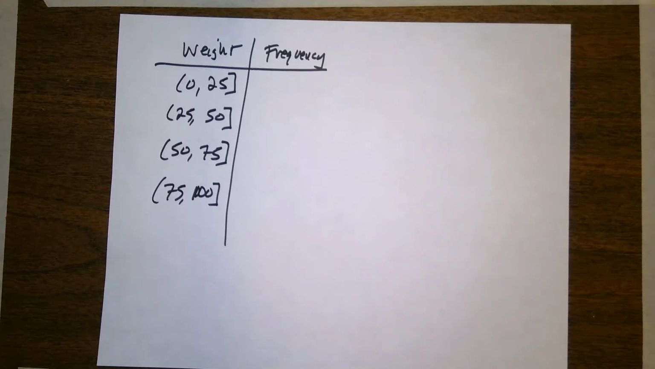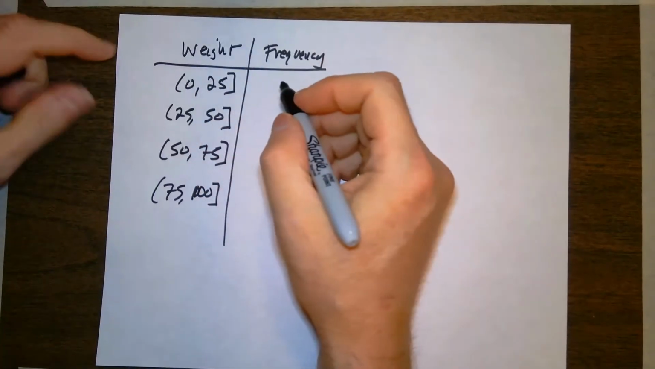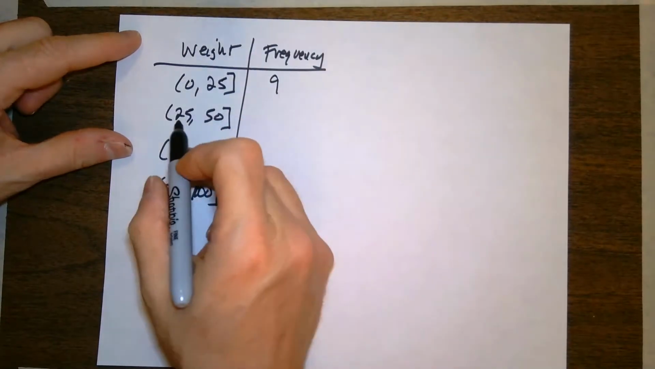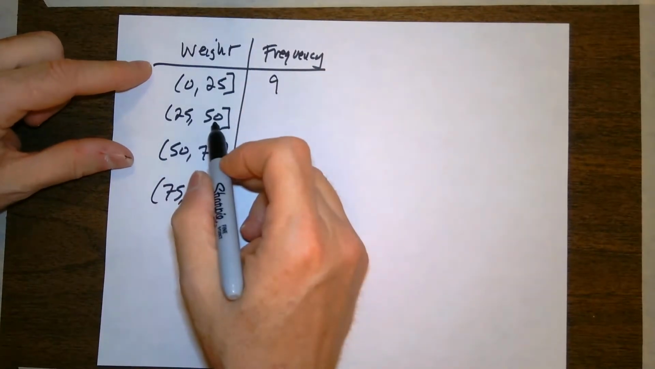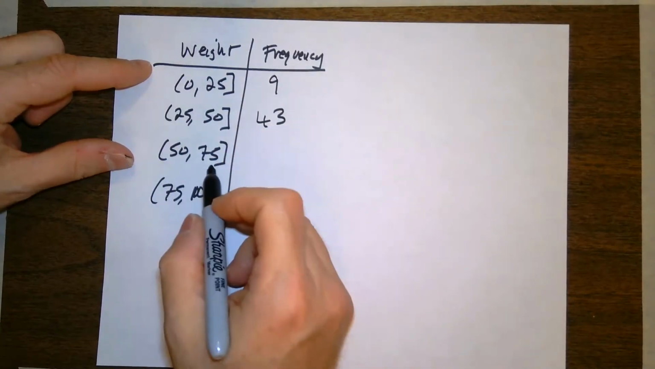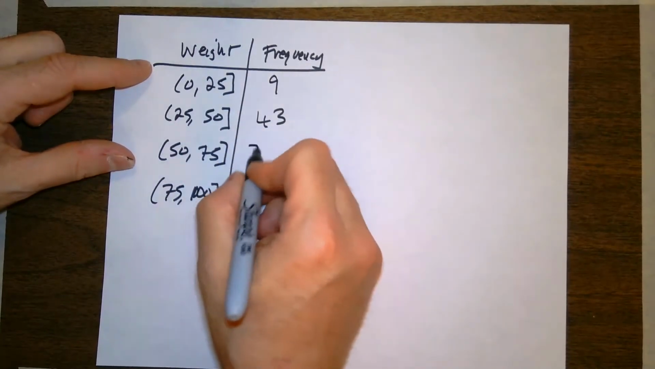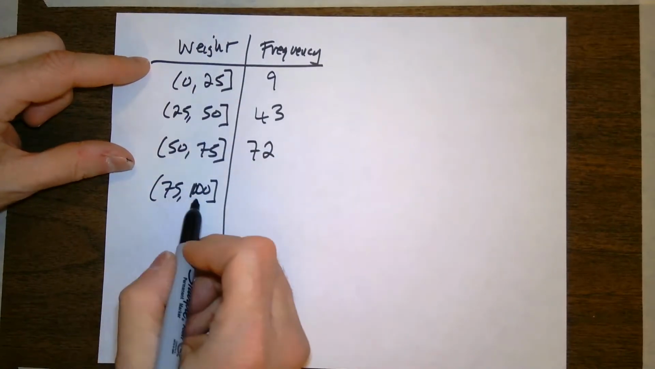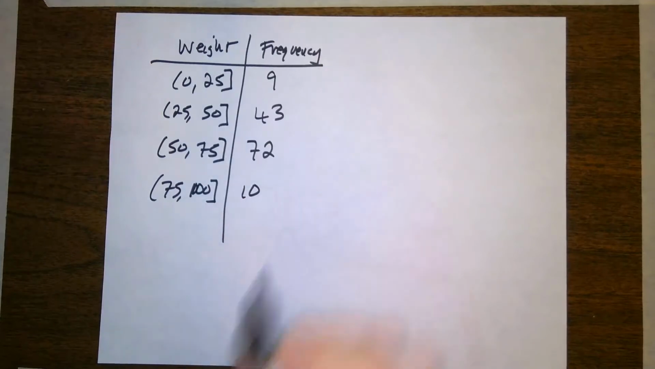All right, so here's where I told you not to worry if you missed the numbers. I'm going to give you the numbers here. How many fish weighed between 0 and 25 kilograms? Well, 9 of them did. How many from more than 25 up to and including 50? 43 of them did. From 50 up to 75, including 75, 72. That's where we were writing all those crazy numbers. And then from 75 to 100, only 10.